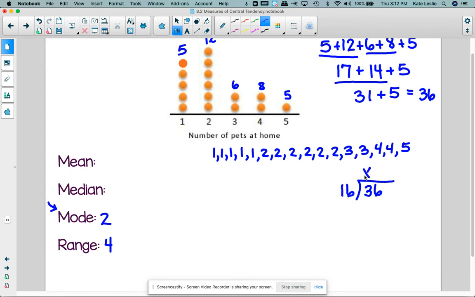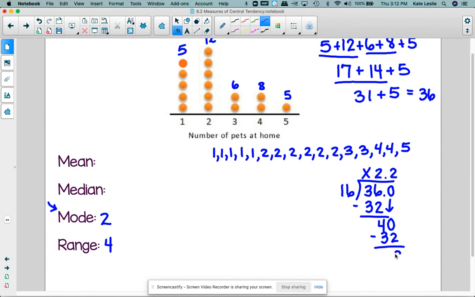Okay, and it can't go into 3. I know it can go into 36 2 times. 2 times 16 is 32. We get 4. Bring down a decimal point and a 0. Bring that 0 down. 16 goes into 40 2 whole times. 2 times 16 is 32 again.